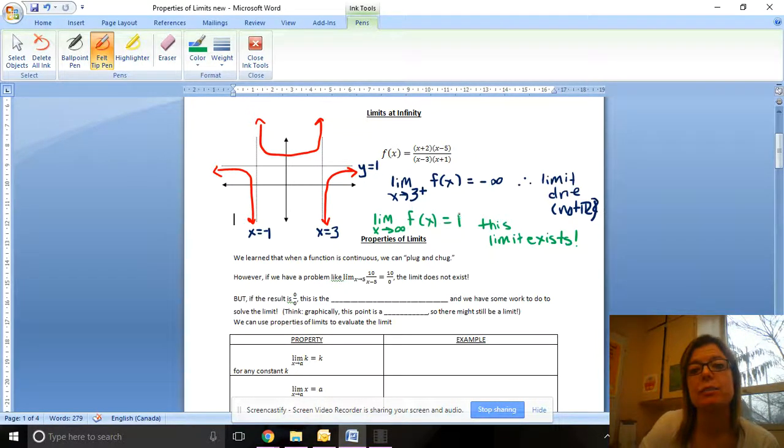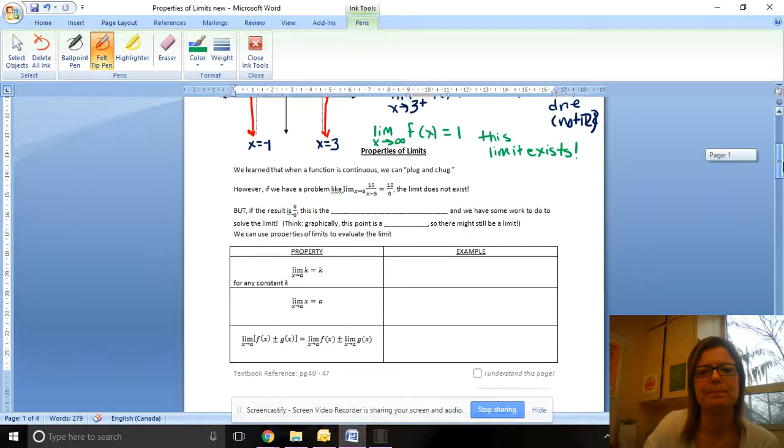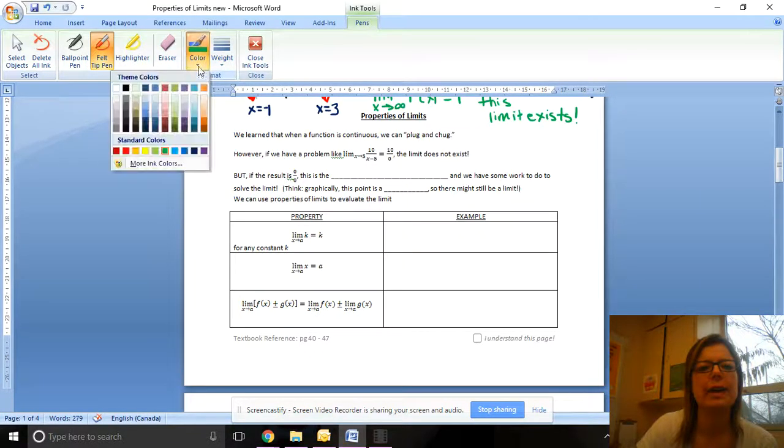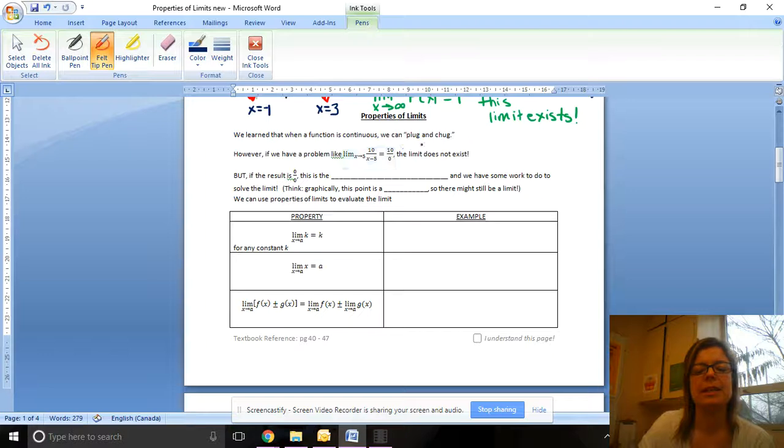Okay, so now we're going to move on to properties of limits. So we learned that if a function is continuous, we can plug and chug, which basically just means that we can substitute in the x value for the variable and assume that f(a) is the same as the limit as x approaches a of f(x) at that point.